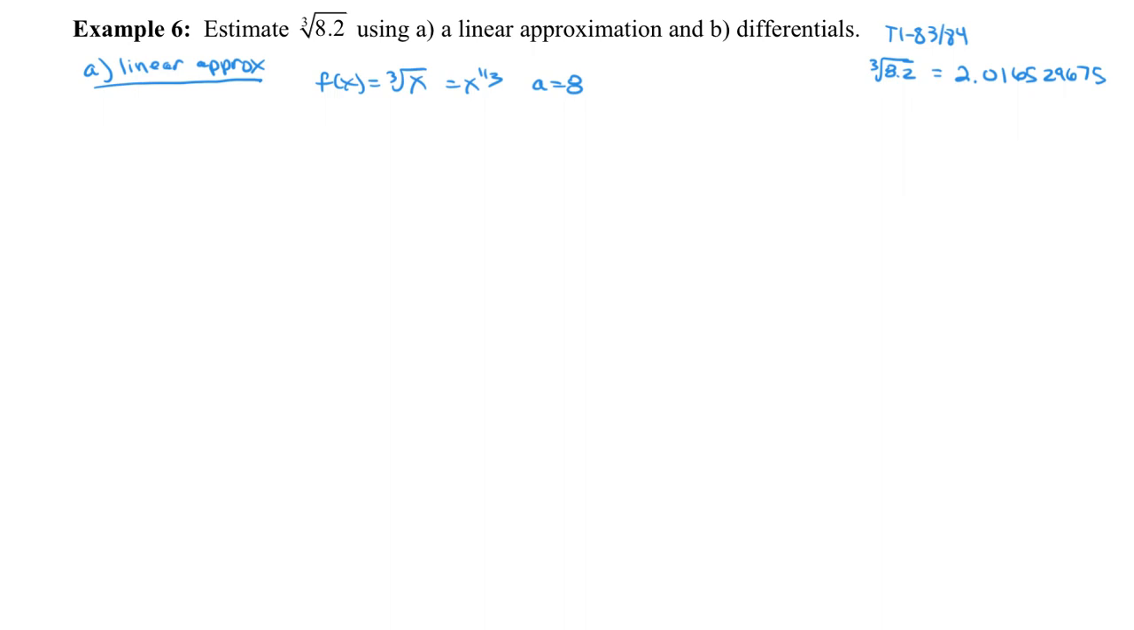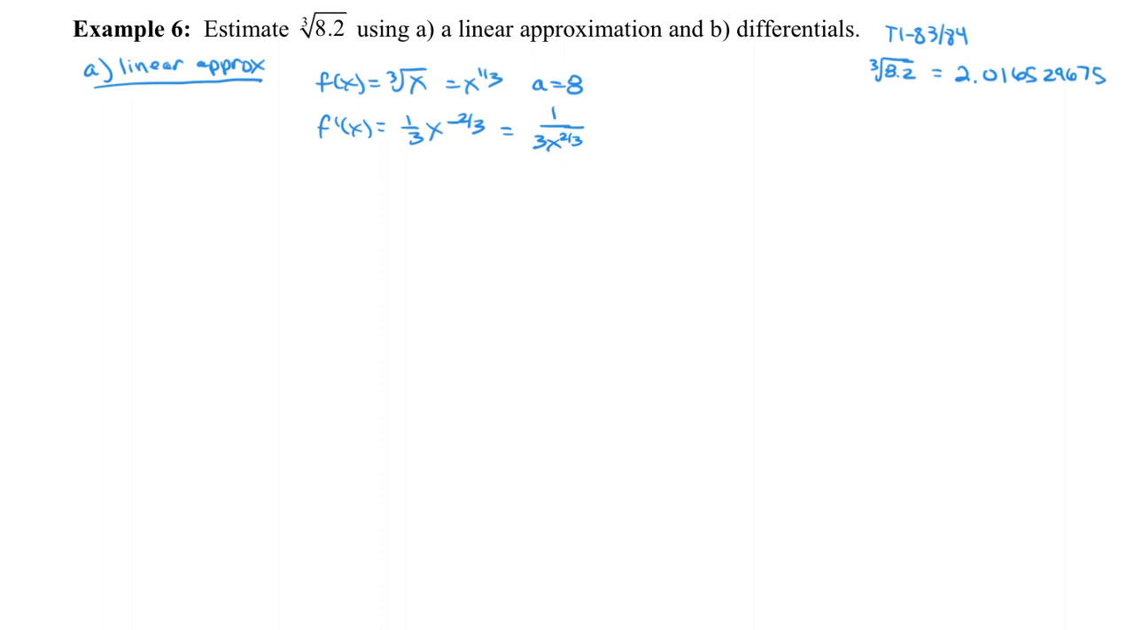Okay, so we can take the derivative. f prime of x is going to be 1/3 x to the negative 2/3, or 1/(3x^(2/3)). And I'm writing it down here because we're going to have to plug a number in. When you plug in a number and you have a negative power, it's really not real easy to work with. So I'm just going to put it down here with a positive power.